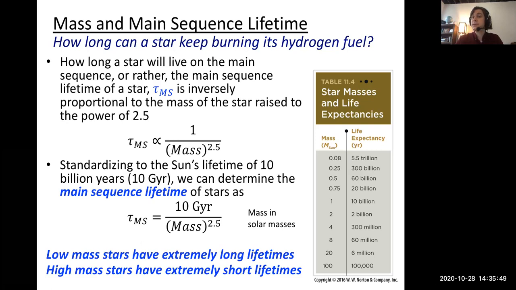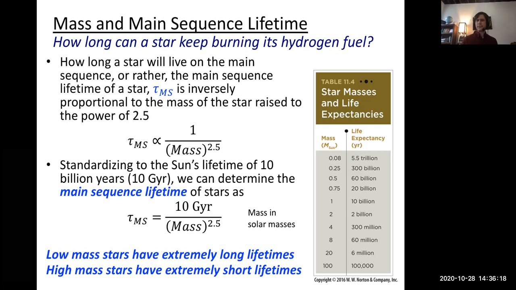Let's go to stars that have a lower mass than the sun. We make this number smaller. The main sequence lifetime is inversely proportional to the mass raised to the 2.5 power. So if the mass goes down, then the lifetime goes up. Low mass stars live longer. High mass stars, the mass goes up, the main sequence lifetime goes down. High mass stars live a short amount of time.